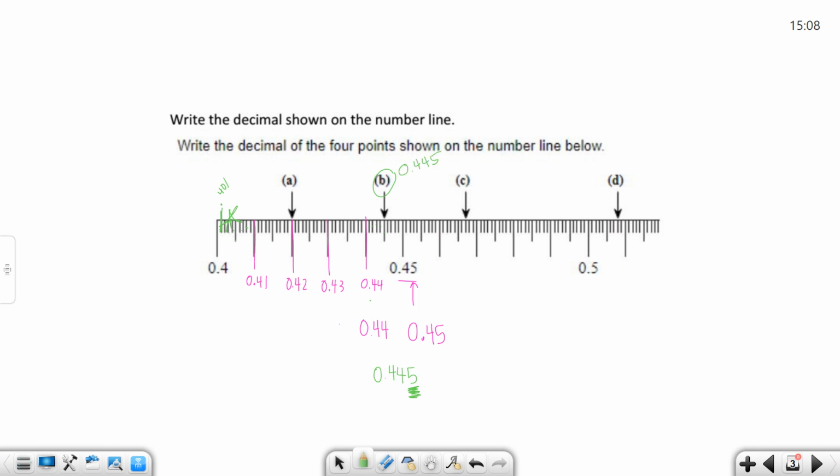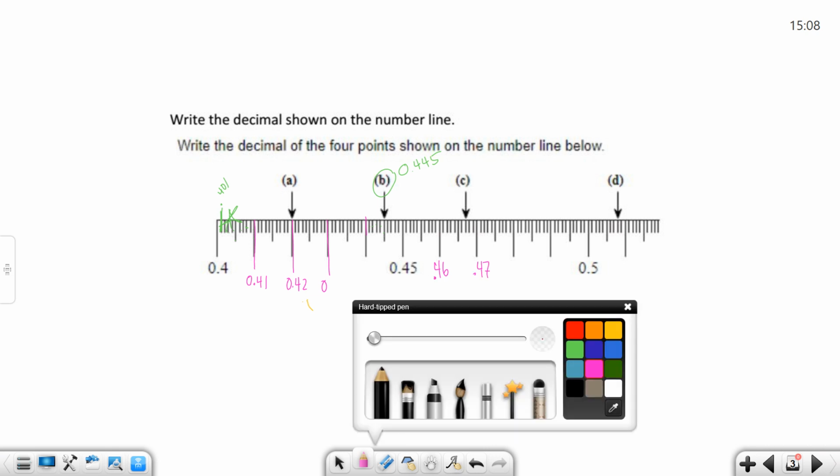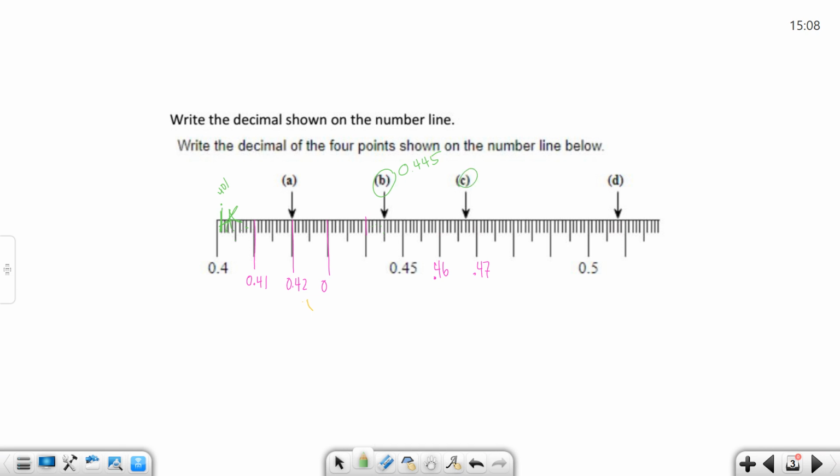Okay, so the same thing is going to happen with this C value. Okay, so this is 0.46, and this is 0.47, and this is in the hundredths place. So this is 0.461, 0.462, 0.463, 0.464, 0.465, 0.466, 0.467. That's where this one would be.